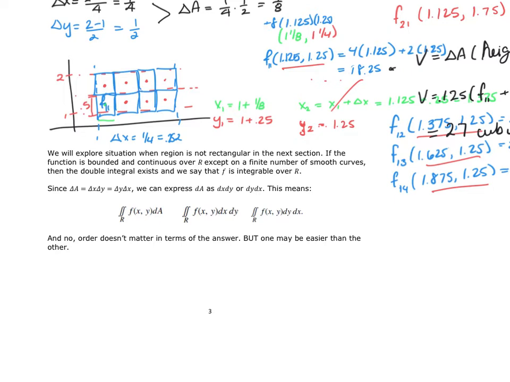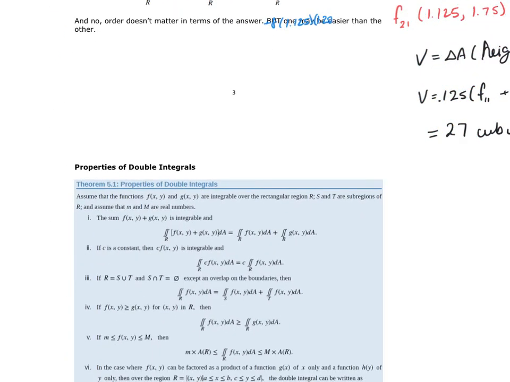Since delta A is equal to delta x times delta y, or delta y multiplied by delta x, we can express dA as dx dy or dy dx. This means that this double integration can be written with respect to x first or with respect to y first. The order in which you do it doesn't matter. However, there are going to be times in which one is going to be easier than the other. Let's take a look at some of the properties.